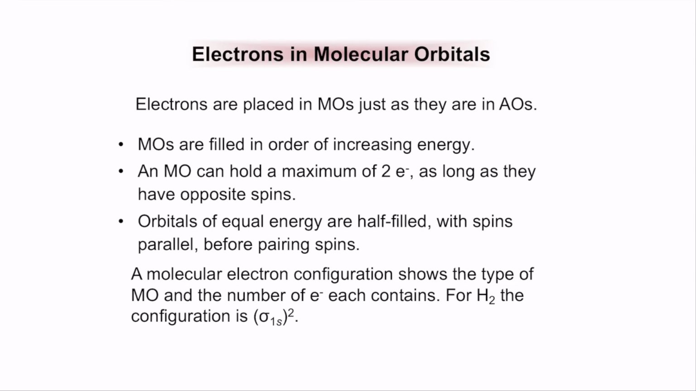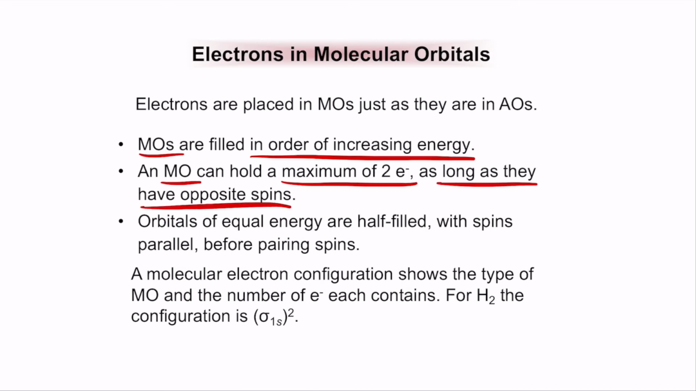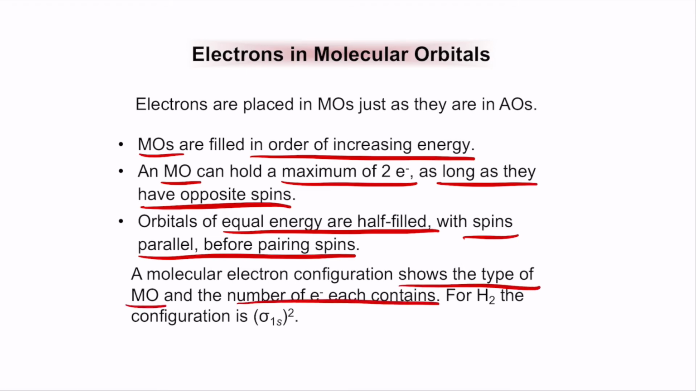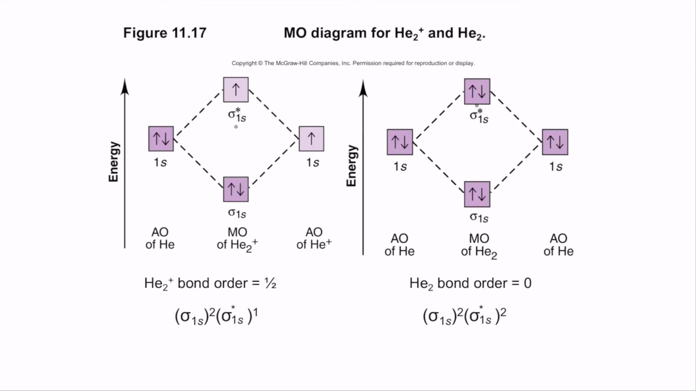So how do you place the electrons in molecular orbitals? First, molecular orbitals are filled in the order of increasing energy. A single molecular orbital can hold a maximum of 2 electrons, as long as they have opposite spins. And orbitals that have equal energy are generally half filled with spins parallel before pairing the spins. A molecular orbital configuration shows the type of molecular orbital and the number of electrons in each that contain them. For example, for hydrogen, we write it as sigma 1s squared, signifying that the bonding orbital has 2 electrons.